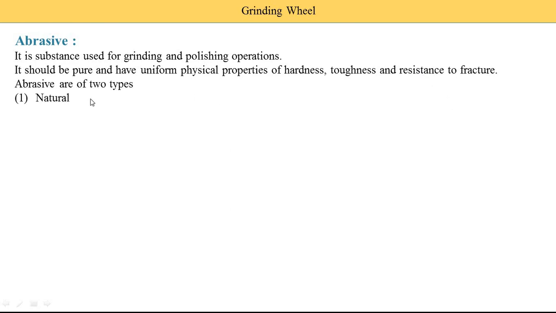Abrasives are generally of two types. One is natural and the second one is artificial or manufactured. Natural means it is naturally available on the earth.